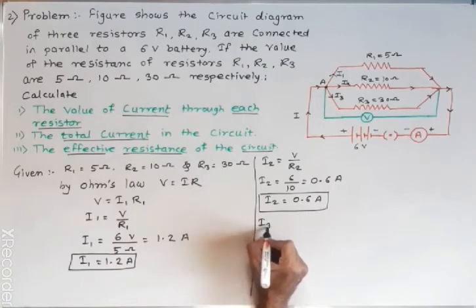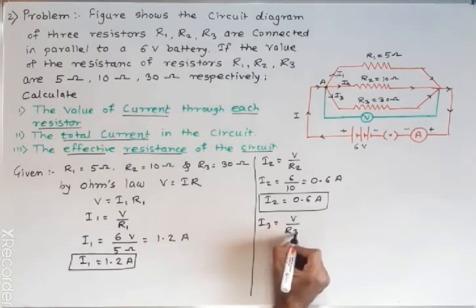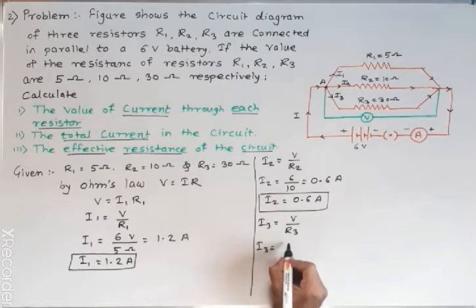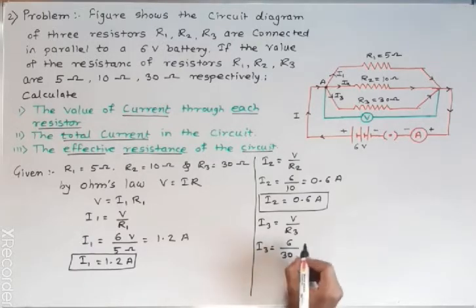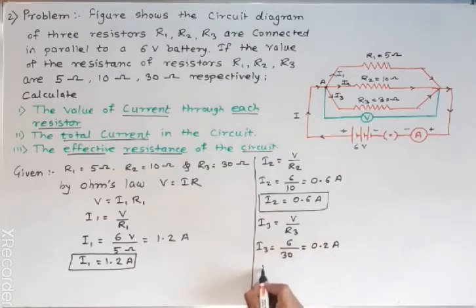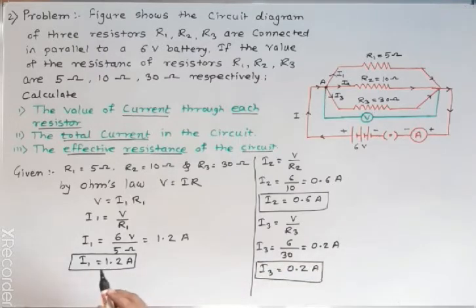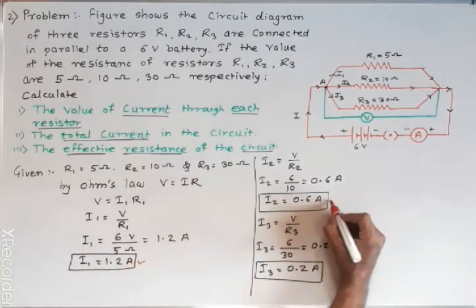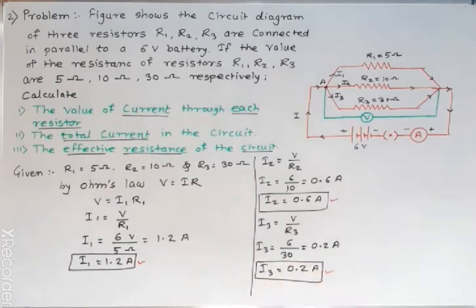Similarly, I3 is equal to V upon R3. By putting the value of V and R3, that is 6 upon 30, you will get I3 is equal to 0.2 ampere, which is the current flowing through R3. Now, I1, I2, I3 are the currents flowing through R1, R2 and R3, and their values are I1 is equal to 1.2 ampere, I2 is equal to 0.6 ampere, I3 is equal to 0.2 ampere.